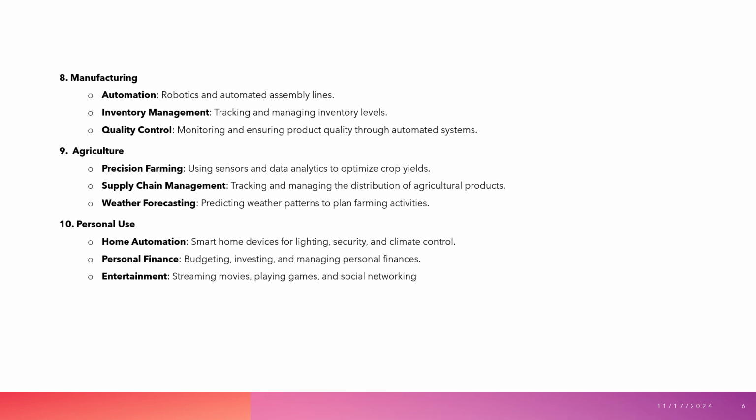The next is the manufacturing sector, wherein automation could be done through automated assembly lines. Inventory management could be done and quality could be controlled through automated systems. That means discarding the low quality products and accepting the high quality products. The next is the agriculture sector, wherein precision farming can be performed using sensors and data analytics. Supply chain management could be done. The weather could be predicted in order to plan the farming activities.